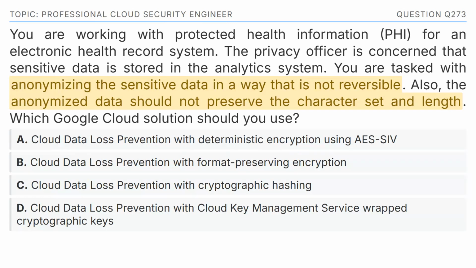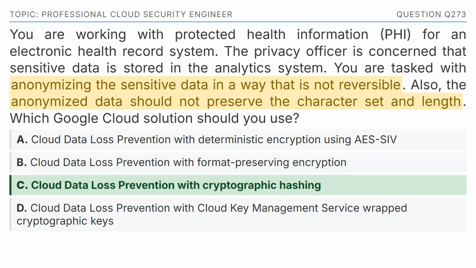To arrive at the correct answer, we focus on the keywords: anonymizing the sensitive data in a way that is not reversible. Anonymized data should not preserve the character set and length. The correct answer is option C, Cloud Data Loss Prevention with Cryptographic Hashing.